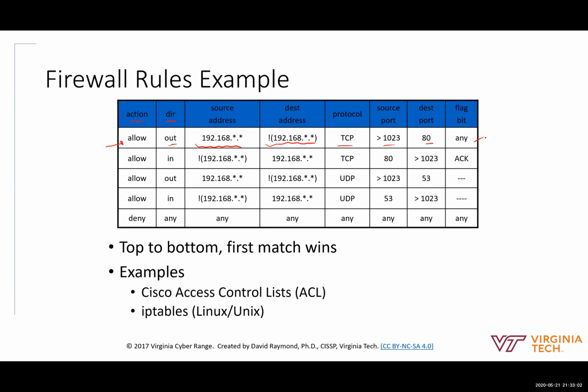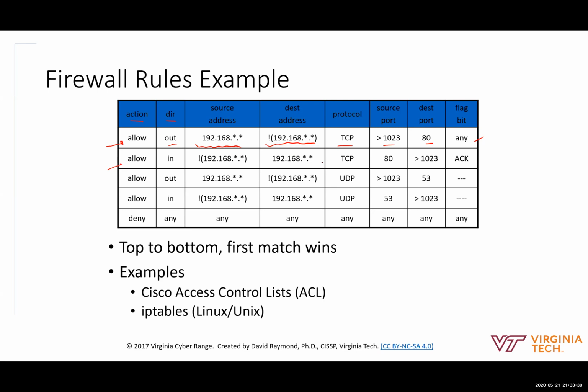So this allows traffic to HTTP sites, and then flags: any. So this has to do with IP header flags. So I'm going to allow any flags. And so this rule allows requests to websites to leave my home network, for example. And then the second rule here is sort of the reciprocal of this. This allows the responses. So this would assume that this is not a packet.